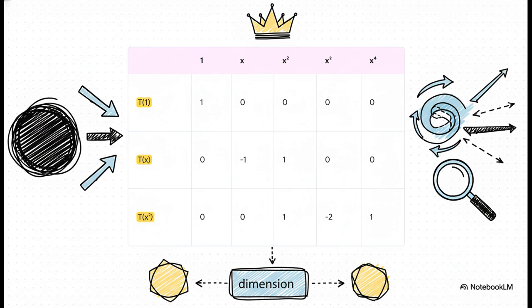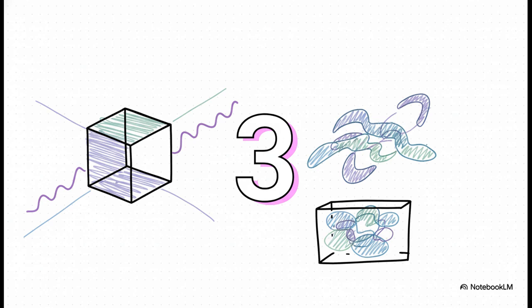We represent them as coordinate vectors, just like in this table. It's a way to strip them down to their bare essentials. Each row here is one of our output polynomials. And the rank of this matrix, which is just the number of truly independent rows, is going to tell us the dimension of our image. And there it is. The rank is 3.